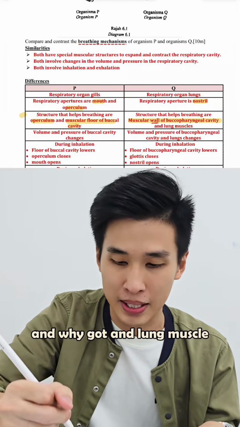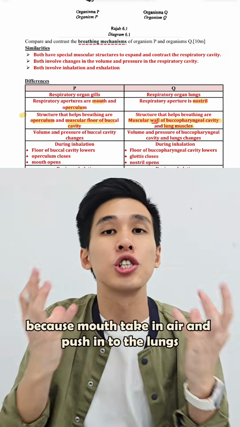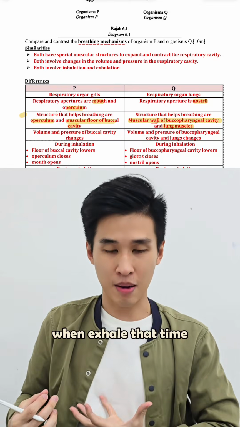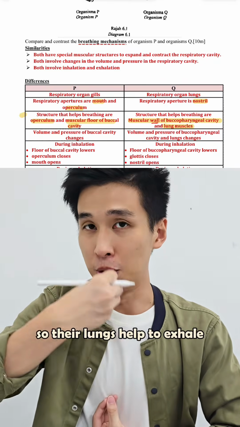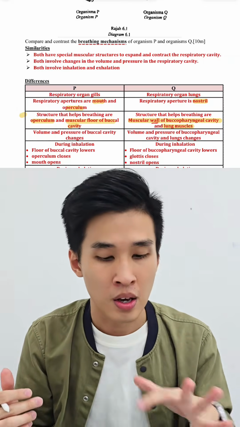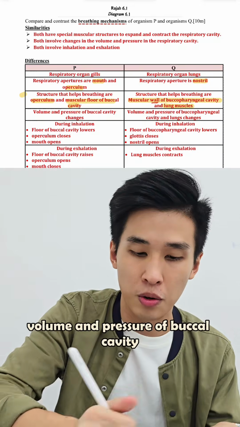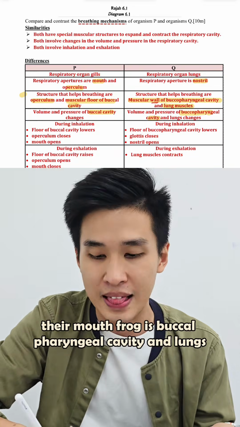And why the lung muscle? Because the mouth takes in air and pushes it into the lungs. When exhaling, the lungs have to contract and push the air out. So their lungs help to exhale. Their buccal pharyngeal cavity helps to take in air, inhale. Then the volume and pressure of what changes? Volume and pressure of buccal cavity, their mouth. Frog is buccal pharyngeal cavity and lungs.